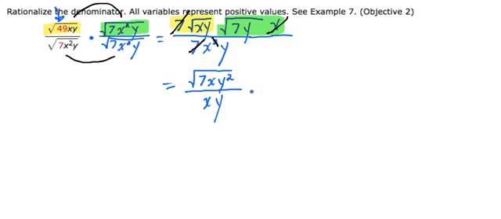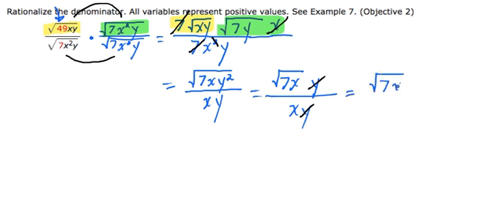And actually, let's keep going, because in the numerator we have the square root of y squared, which simplifies to y. So we have square root of 7x times the square root of y squared becomes y, all divided by xy. And now we have y's that cancel. So a fully simplified, rationalized expression here would be the square root of 7x, all divided by x.